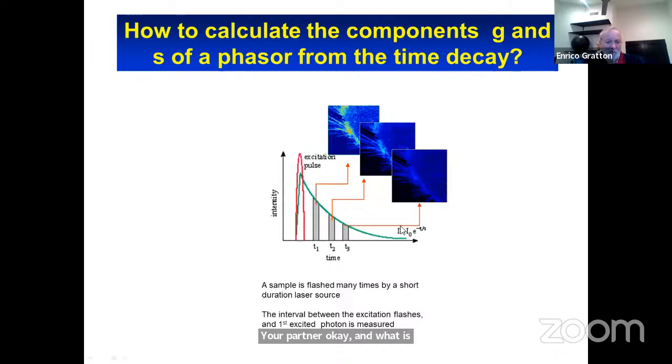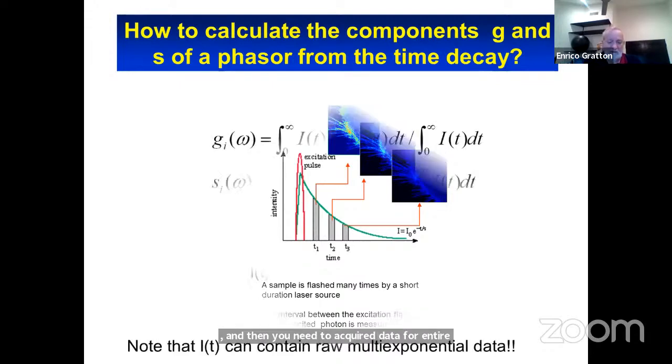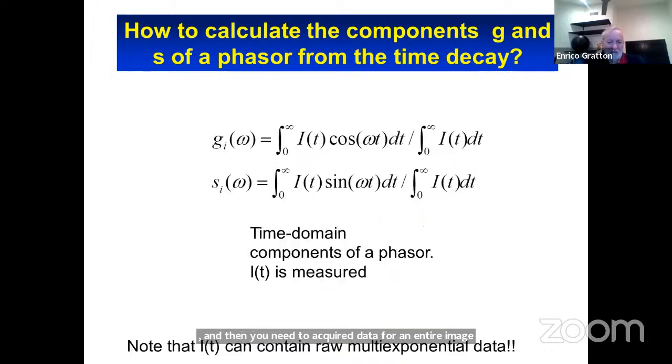So this is where we started. We have a different point in every image, and so we have to resolve the decay of one component in different points. The interval between excitations can be such that the curve can last a nanosecond or two, and then you need to acquire the data for the entire image in a nanosecond or two. Let us see what is happening.